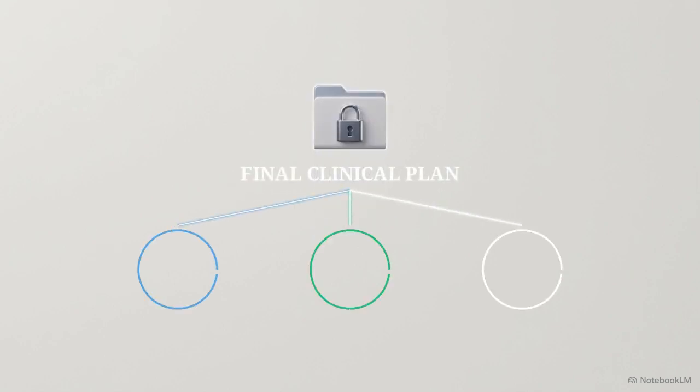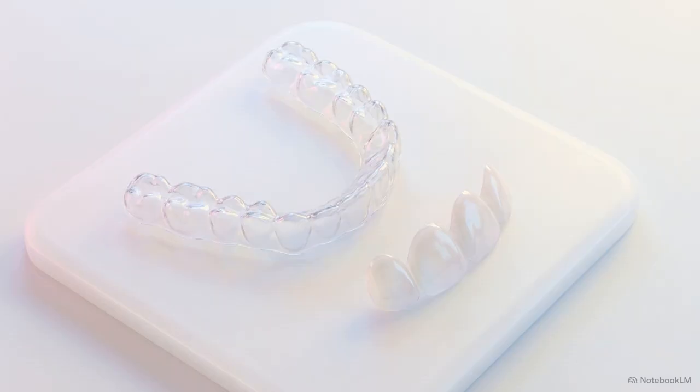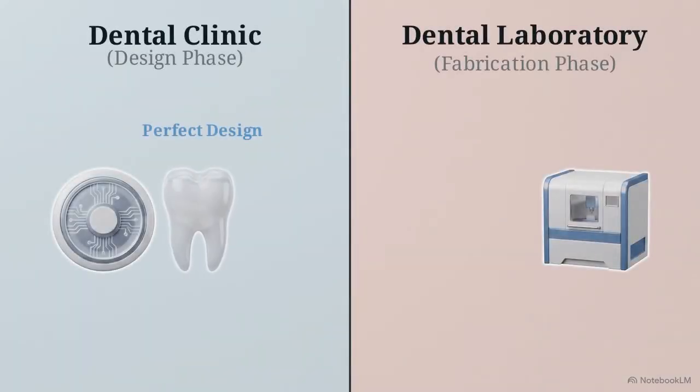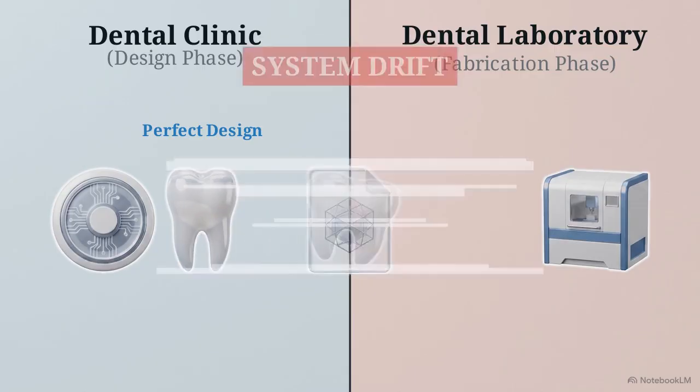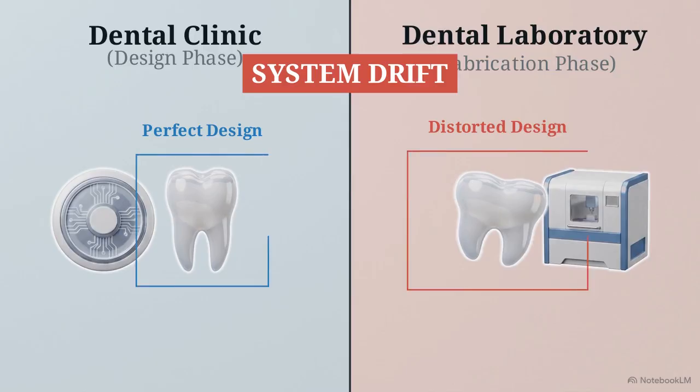Once you approve the final design, the clinic handles the handoff. They convert your digital file into a sequenced clinical plan, whether that involves clear aligners, porcelain veneers, or a combination of both. But here you face the complex risk of system drift. This happens when a clinic uses one software platform to design your smile, but the dental laboratory uses an entirely different software system to actually manufacture the veneers.